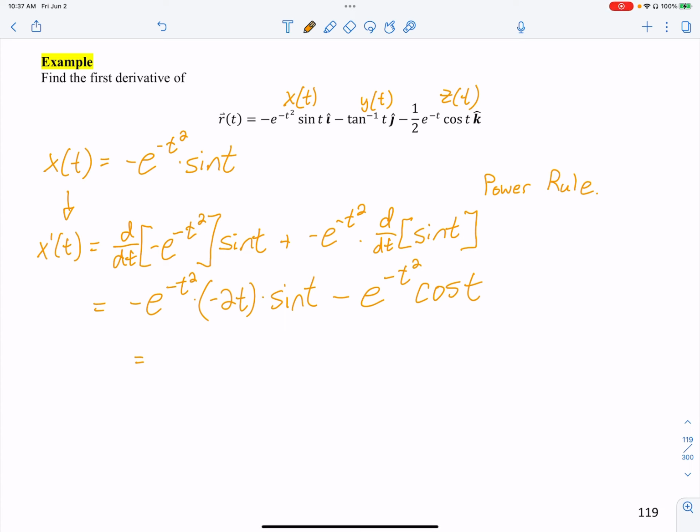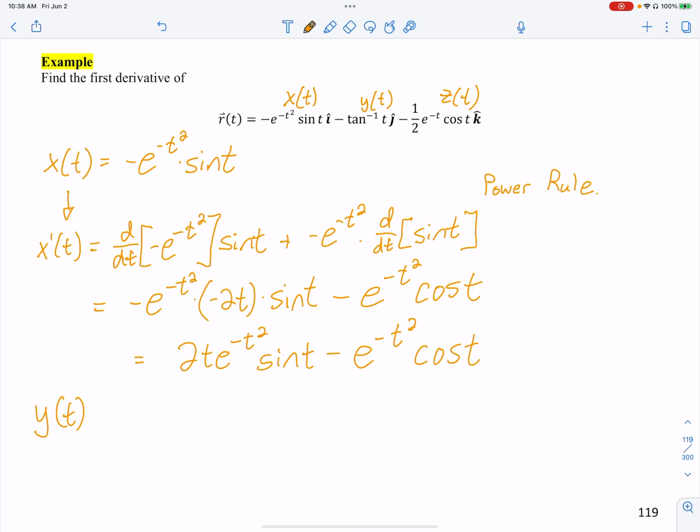No, I think let's just clean it up. 2t e to the negative t squared times sine t. I thought I could factor some stuff out, but it's really not going to make things cleaner. So I'll just write it: negative t squared cosine t. That is a great answer. We could factor out the e, but it really doesn't change anything for us.